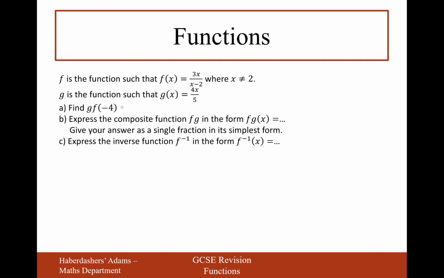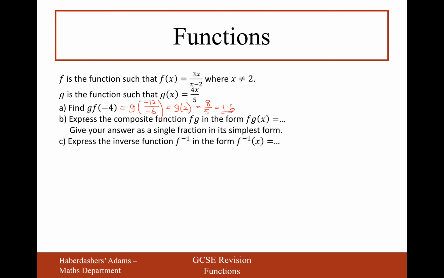Okay, so starting on the first part then, gf of minus 4, so that means put minus 4 into the f function first. So if we put minus 4 on the top, that's going to give us minus 12 over, if I put minus 4 on the bottom, that's going to give me minus 6 in total. Minus 4 take away 2 is minus 6, and then minus 12 divided by minus 6 is just 2. Now I can put the 2 into the g function next, so that's going to be 8 over 5, or in other words 1.6.